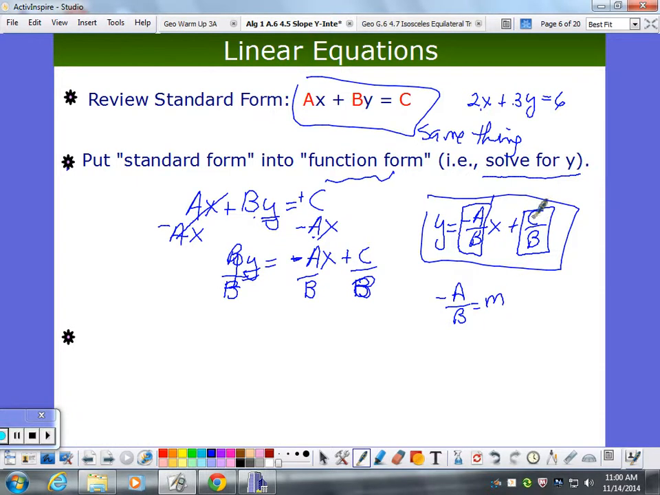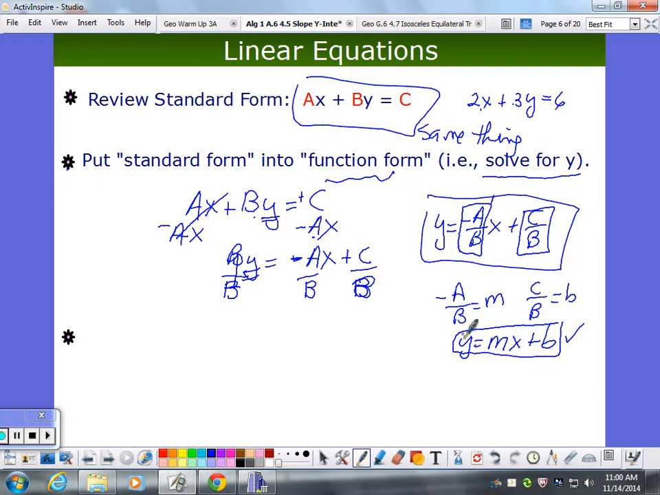And this c over capital B here, again, these are just numbers. Like it's this number and this number. Let me give it another variable name. I think I'll call capital C over capital B small b. And then this becomes y equals mx plus b, where m represents the negative a over b, and the little b represents that. Y equals mx plus b.